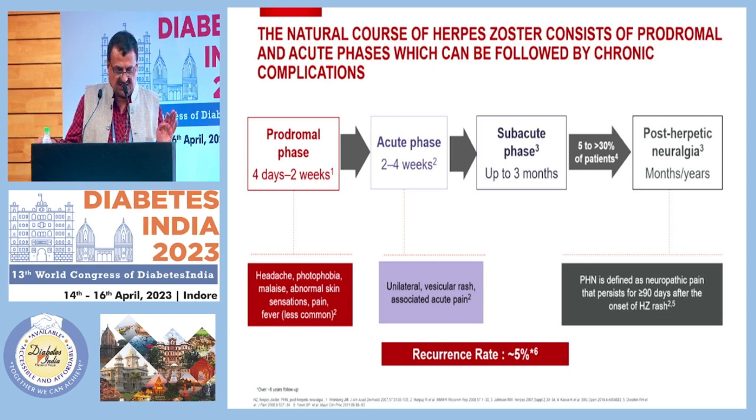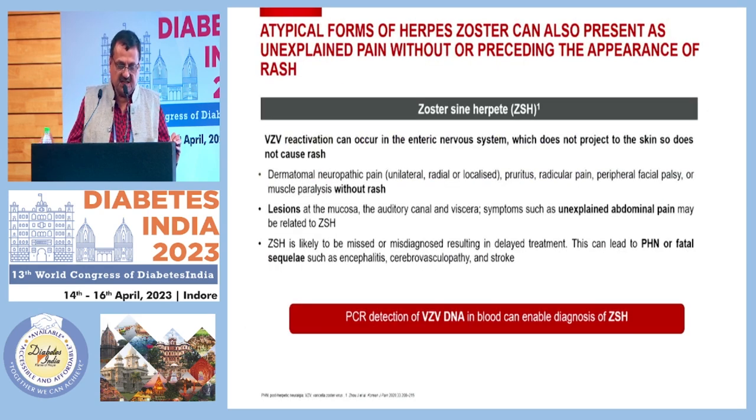Initially there is headache, photophobia and malaise, abnormal skin sensation and pain, and lastly postherpetic neuralgia, which is defined as neuropathic pain that persists for more than 90 days after the onset of herpes zoster. Atypical forms of herpes zoster can also present as unexplained pain without, or preceding, the appearance of the rash. So sometimes the person is not aware of when he got the infection, but he is having the pain.